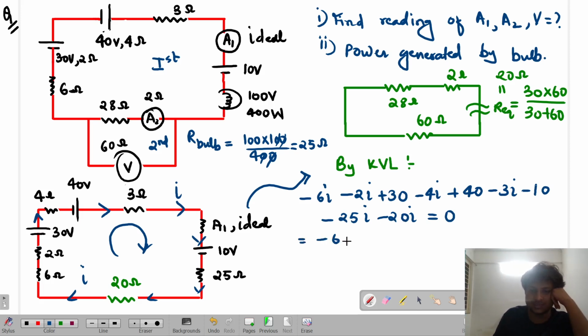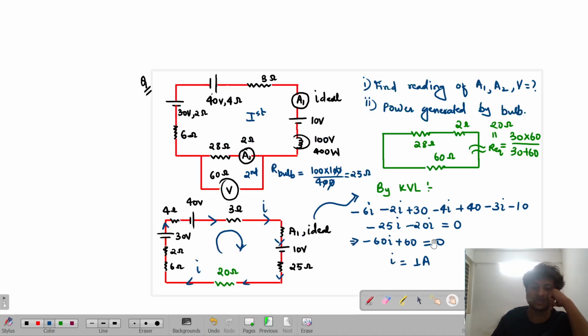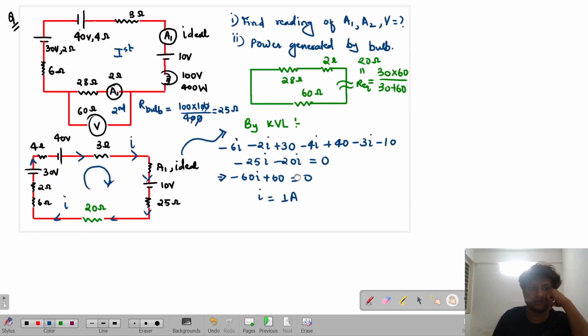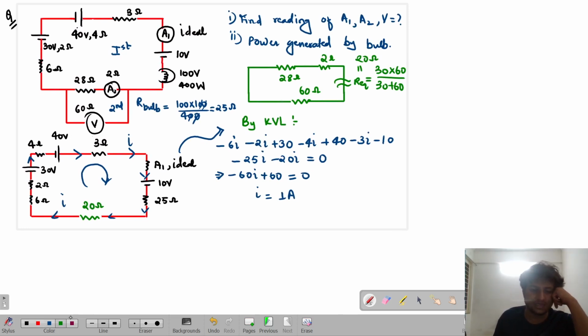So minus 60I, and then how much is this? 40 plus 30, 70 minus 10. So plus 60 is equal to how much? 0. So I की value कितनी आई? 1 ampere. I got I as 1 ampere. And basically this is the current I which is roaming over here. So I got my A1 reading or not. The A1 reading is how much? 1 ampere. Are you able to get me or not?